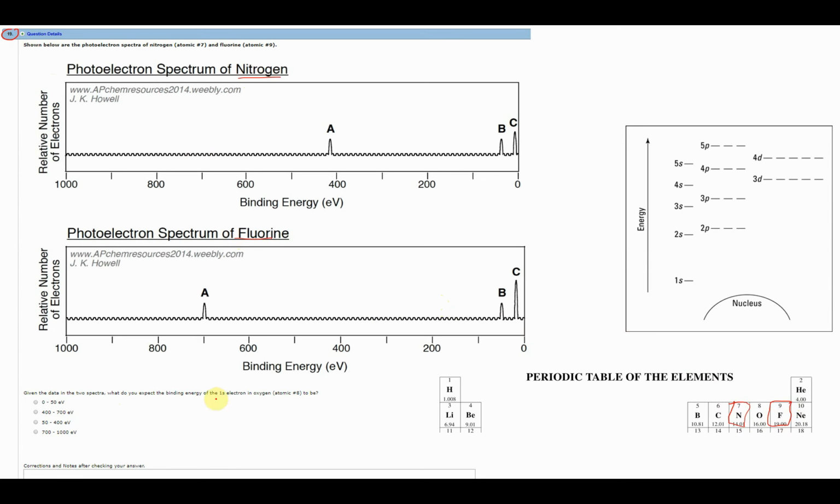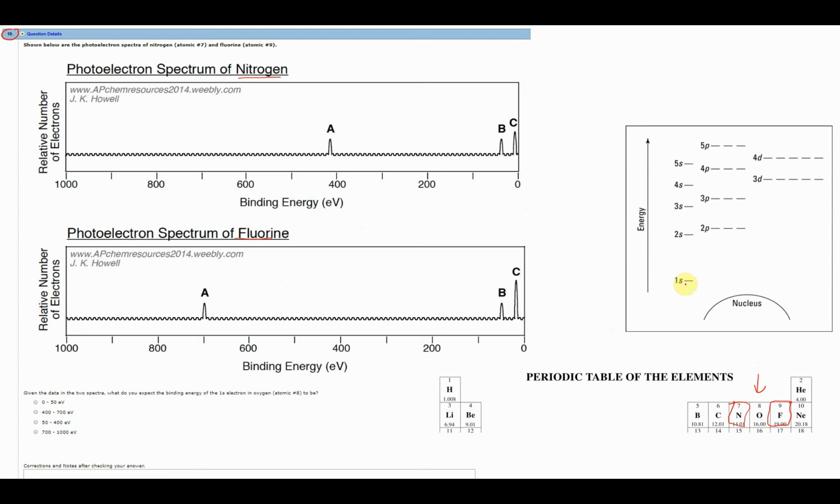They want to know what would be the binding energy of the 1s electrons in oxygen, which they haven't given us the spectrum of, but they want us to pull some information from these two and make some predictions. Well, first of all, we've got to figure out what we think is the 1s electron. Is it A, B, or C in each one of these? Because B and C look pretty similar. You might be tempted to think oxygen would be almost the same.